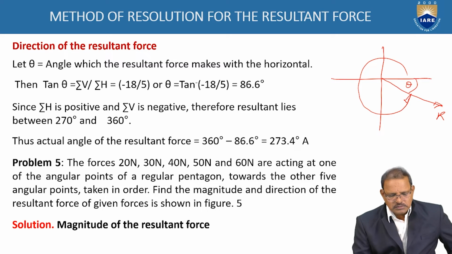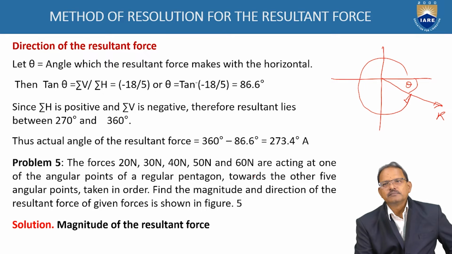Now, the second problem. The forces 20 newtons, 30 newtons, 40 newtons, 50 newtons and 60 newtons, that is, totally 5 forces, are acting at one of the angular points of a regular pentagon and toward the other 5 angular points taken in order. Find the magnitude and direction of the resultant of the given forces shown in the figure. So totally these 5 forces are there: 20, 30, 40, 50 and 60.